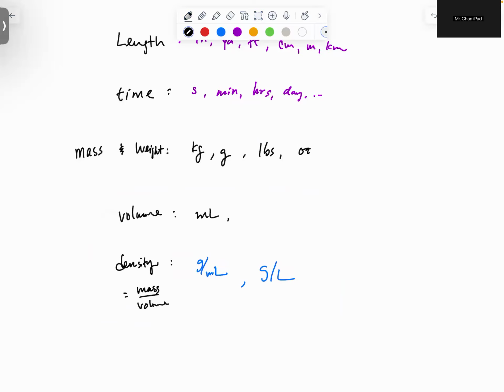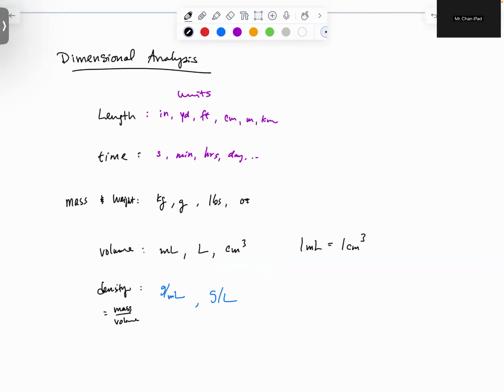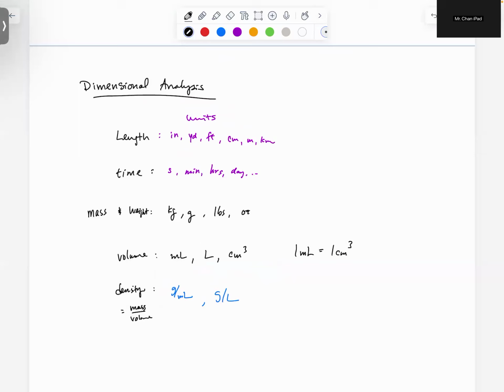And because of the volume, I forgot to mention the other dimension called volume. We have milliliters, liters, and by the way, do you know that 1 milliliter is the same as 1 cubic centimeters? If you don't know, you will know. You better know it now. Okay? So that's the difference between dimensions and units. All right, there are 2 different things. You can use the units to tell what dimension it is.